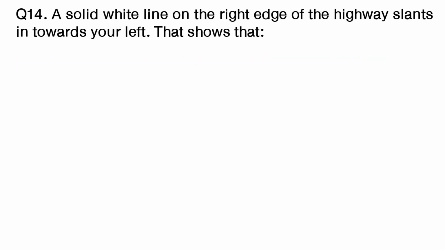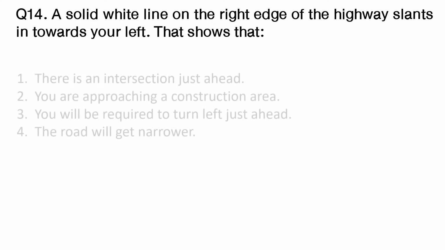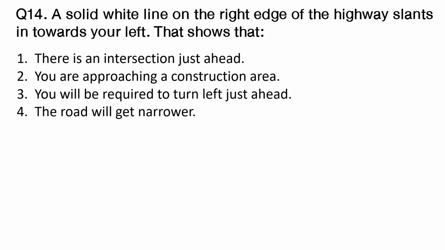Question: a solid white line on the right edge of the highway slants in towards your left. That shows that option number 1. There is an intersection just ahead. Option number 2. You are approaching a construction area. Option number 3. You will be required to turn left just ahead. Option number 4. The road will get narrower.